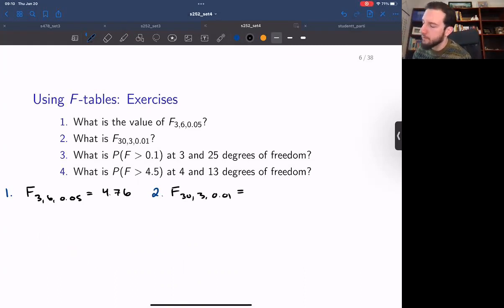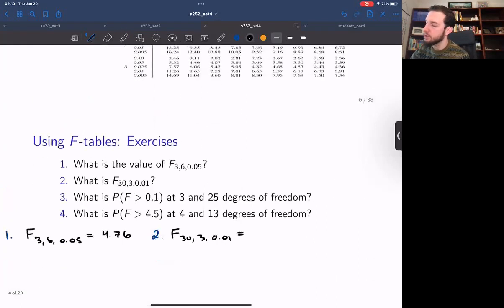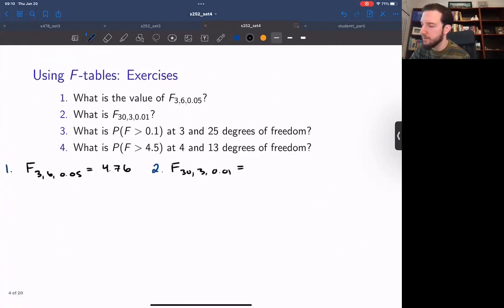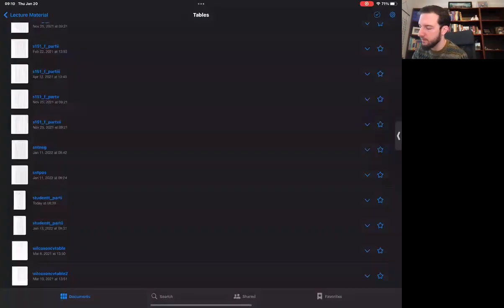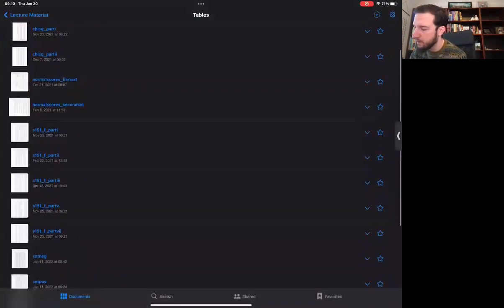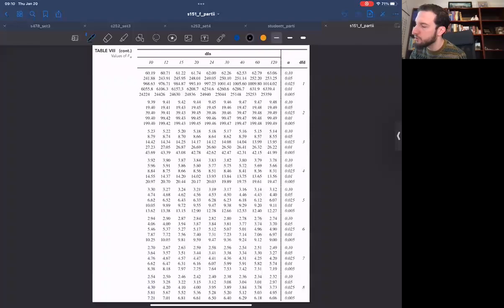In part 2, it asks, what is F on 30, 0.01? So what we need to do here is go into our F tables and find these degrees of freedom. In this situation, our first degree of freedom is going to move up to 30. This should be on page 2 of the F tables, but you have all of them available, so you might just have to scramble through to find them. I'm going to start on page 2.